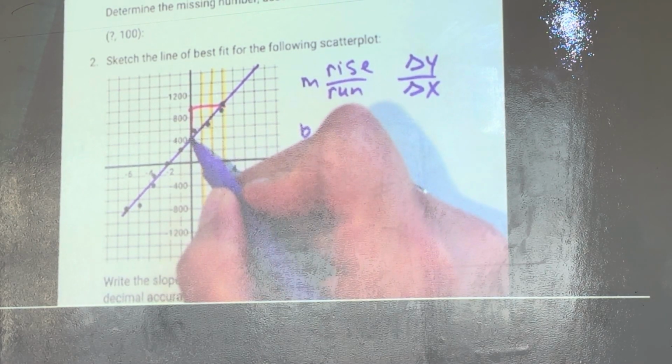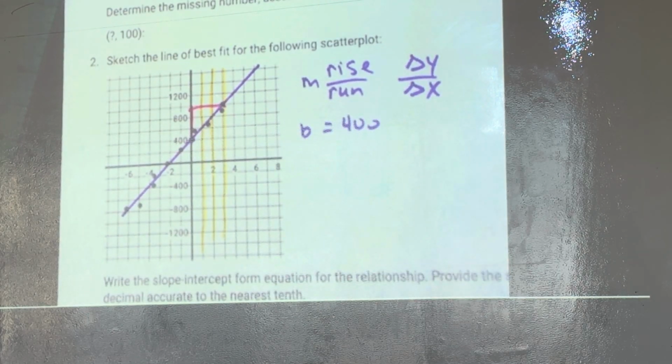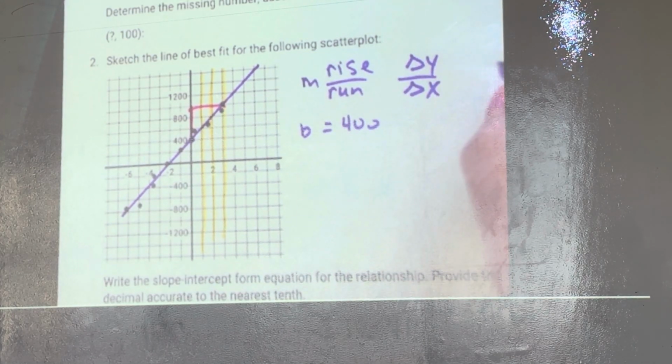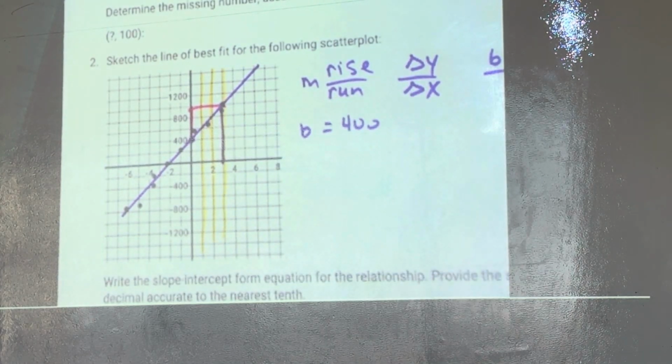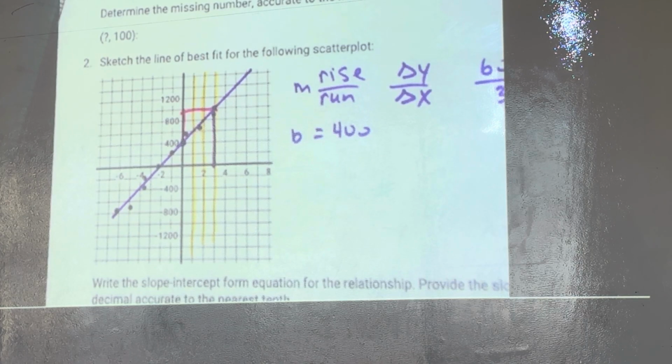Okay, so if I'm going from 400 to 1,000, how far up did I go? What is 1,000 minus 400? What is 10 minus 4? 6. So 1,000 minus 400 is 600. So I'm going up 600 and over to, where am I at? What's between 2 and 4? 3. Okay, so what is 600 divided by 3? 200.